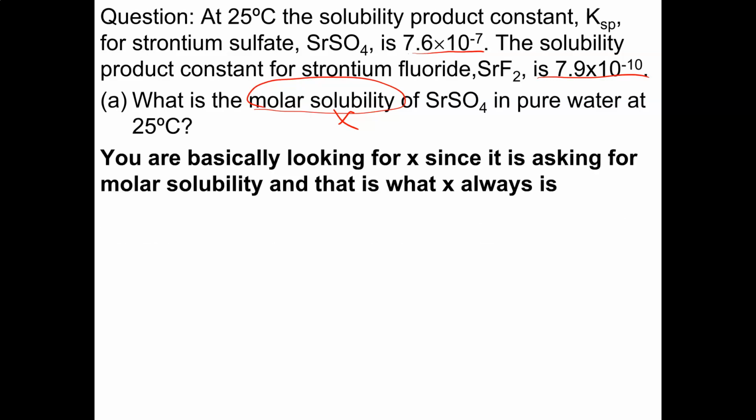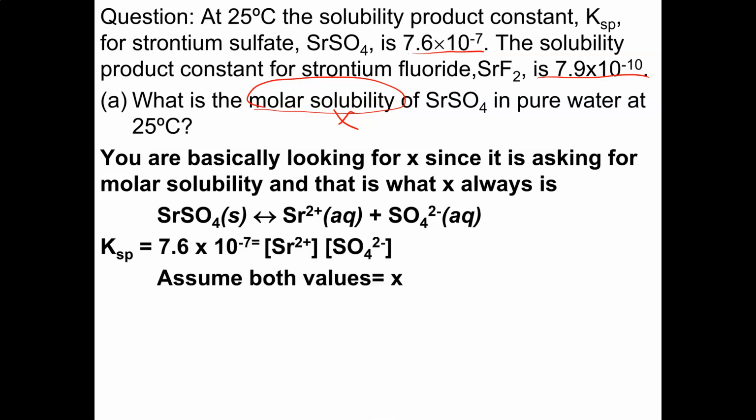So what I'm going to do is write my reaction, that's typically the first thing you do, is strontium sulfate. So I have to dissociate it. That's all the Ksp reaction is. Dissociate the compound. What I'm going to do is write my expression. Notice no table. Do not do tables for Ksp. They're unnecessary events, at least for the AP. So what I'm going to do is 7.6 times 10 to the negative 7. That's my K for strontium sulfate right here, right?